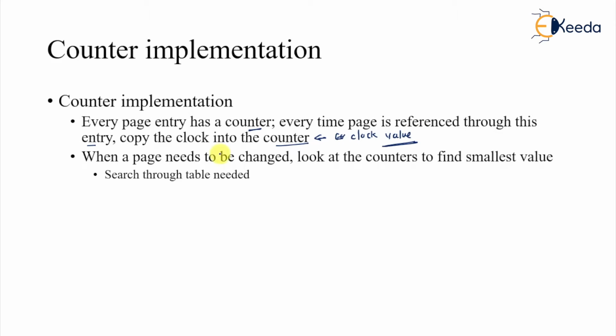When a page needs to be changed, look at the counters and find the smallest value, that is, the smallest time. In this case, we can maintain a list, though a search is required. A search table is needed.